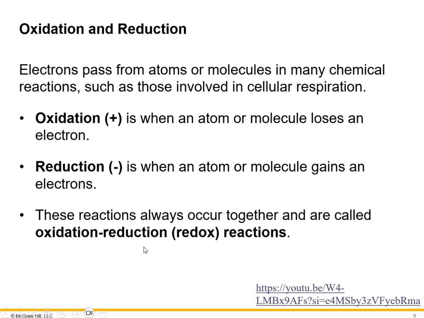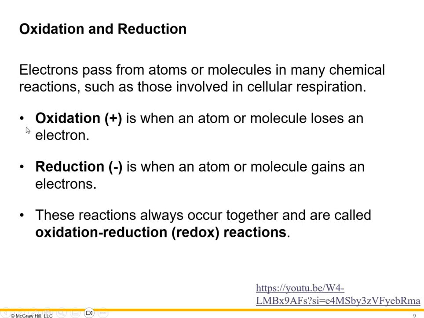So our electrons are passing from atoms or molecules in many chemical reactions, including the ones that are involved in cellular respiration. So when we talk about redox reactions, that's really just the combination of these 2 kinds of reactions. First of which is our oxidation reactions. And this is when an atom or molecule loses an electron. So if you're going through a reaction and the reactant molecule has lost an electron, that's an oxidation reaction. Reduction reactions are the opposite, when an atom or molecule has gained an electron.